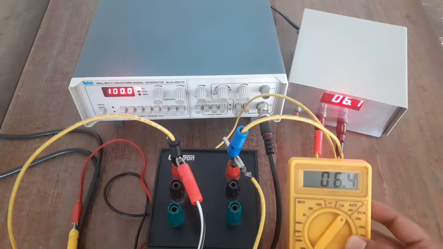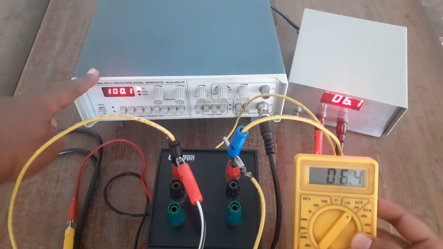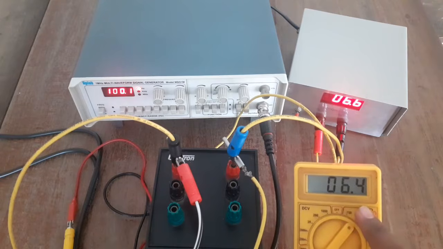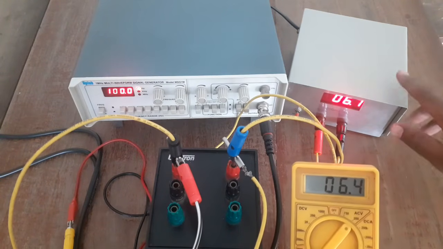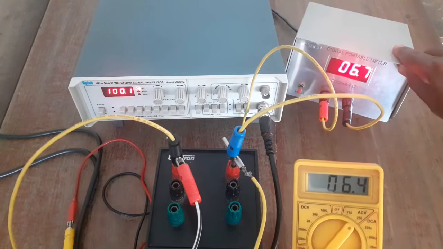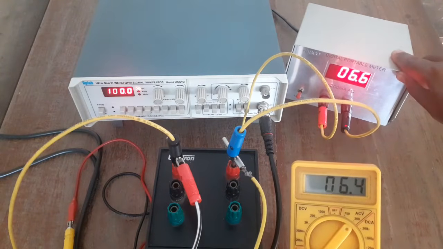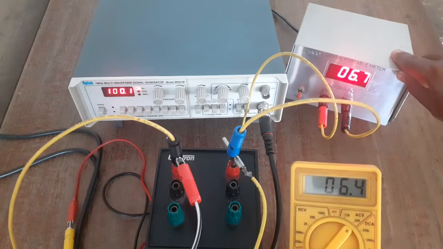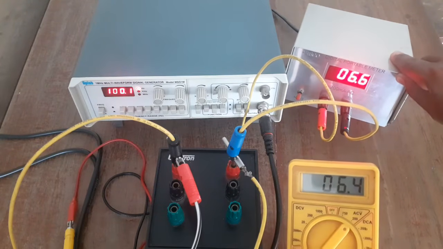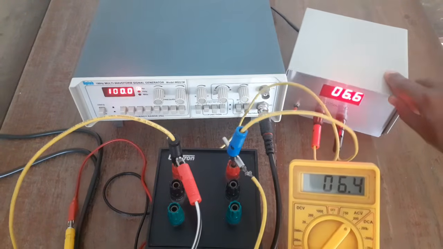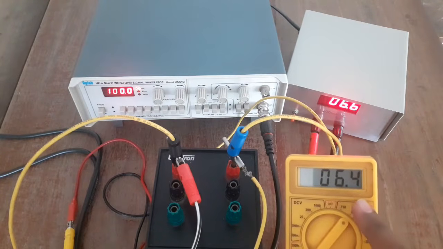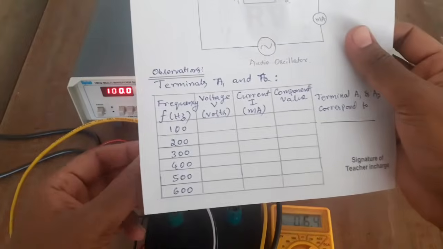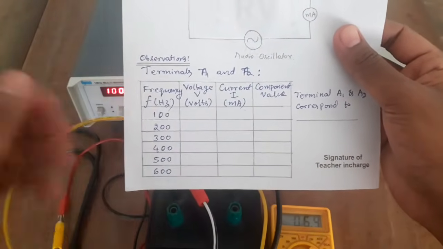So now can you see, for 100 Hertz, whatever I am feeding to this first component, I am reading 6.4 volts of AC and 6.6 or 6.7 for the current. If it is oscillating between 6.6 and 6.7, just take the one for which it stays longer. See, 6.6 is staying longer and 6.4 is the voltage reading. So now you have to tabulate those readings, right? The tabular column is like this, the observations.